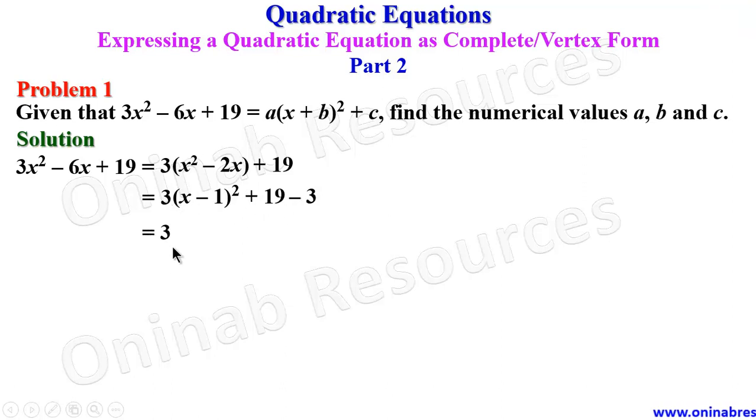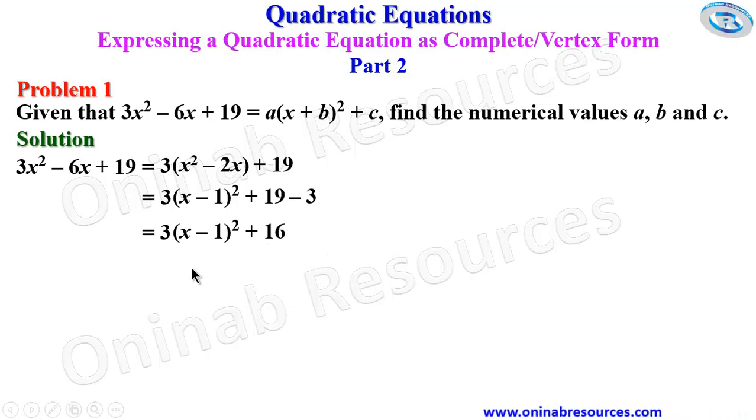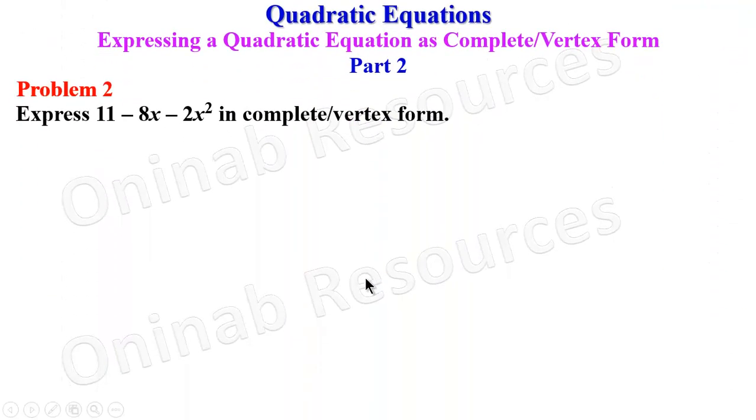So our final answer is going to be 3 into x minus 1 all squared plus 16. So we have expressed the quadratic equation in the form a into x plus b all squared plus c, where our a is 3, our b is negative 1, and our c is 16. And that's all for the solution of problem 1. We then go to problem 2.